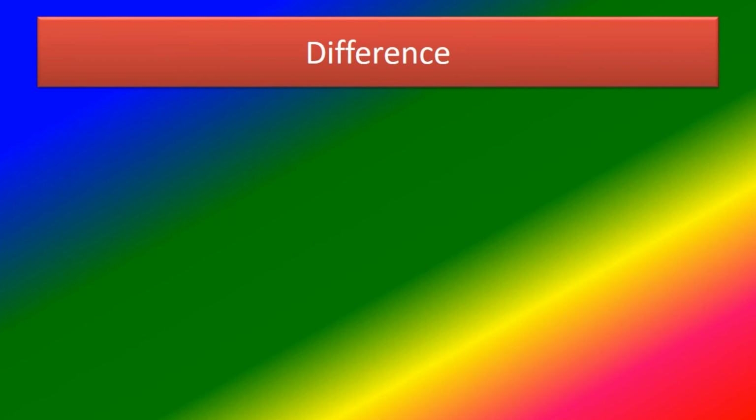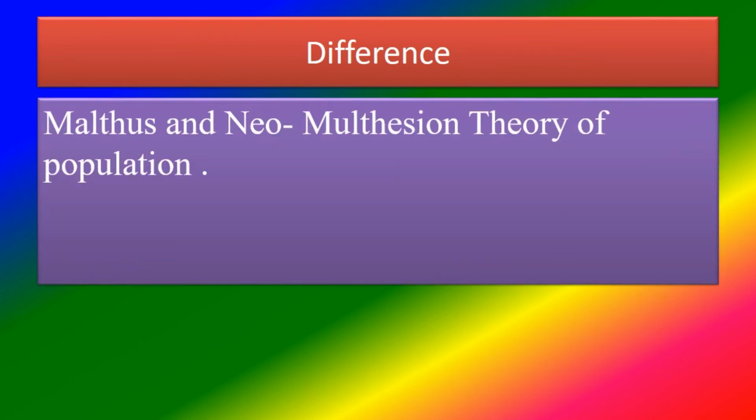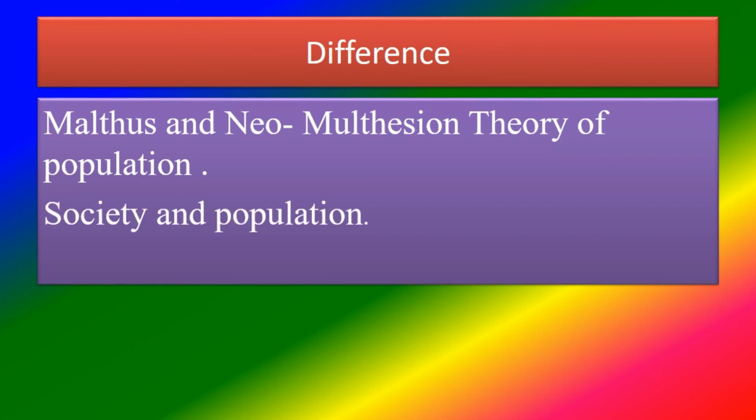Difference between following: Malthus and neo-Malthusian theory of population, society and population.